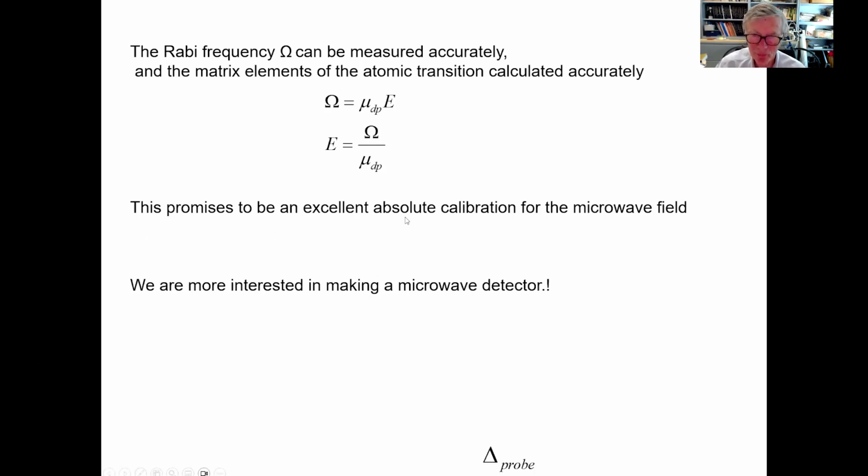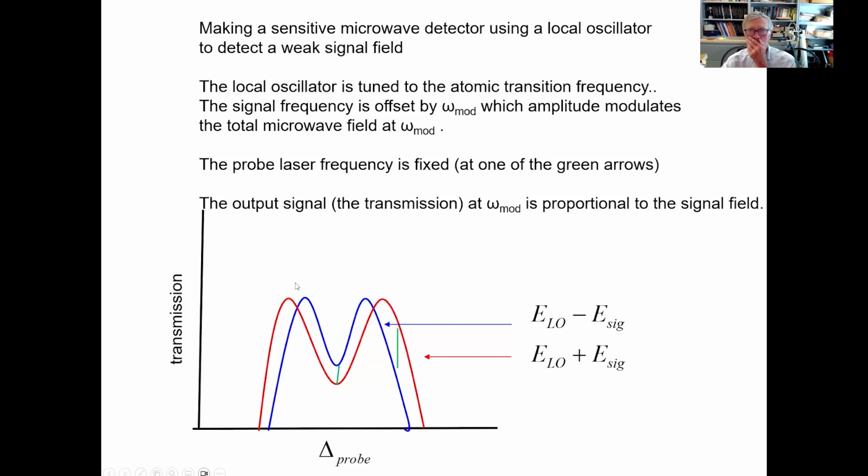But we're not really interested in making the calibration standard. We want to make a microwave detector. So I'm going to illustrate a way of doing this. There are many ways of doing it, and this is by no means unique. So if I tune a local oscillator to the atomic transition frequency, and I have a signal frequency that's offset from it by the modulation frequency, the presence of the signal frequency effectively amplitude modulates the total microwave field at this offset frequency, omega modulation.